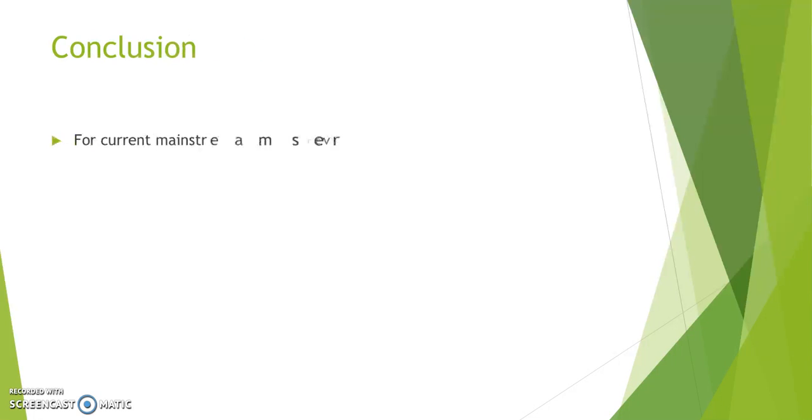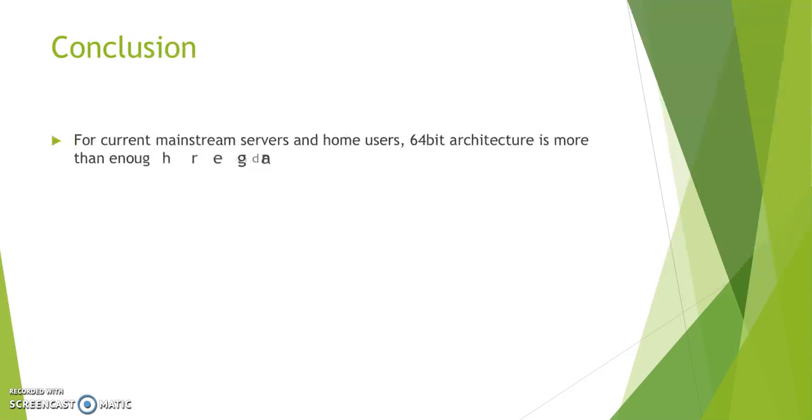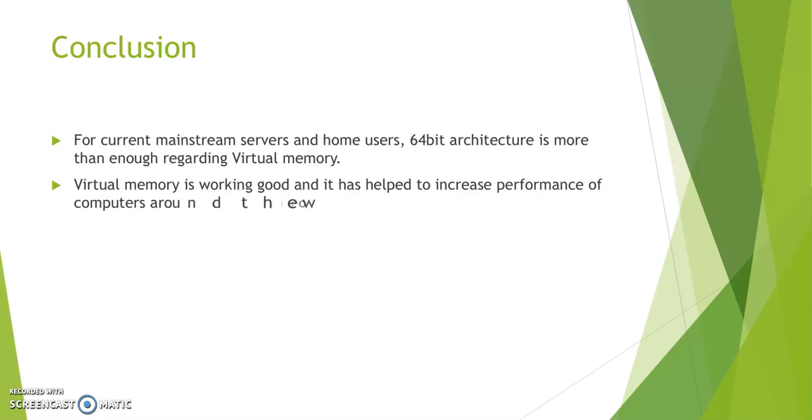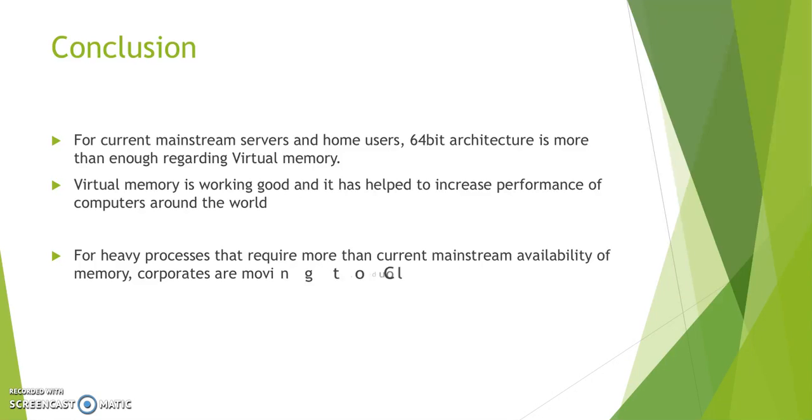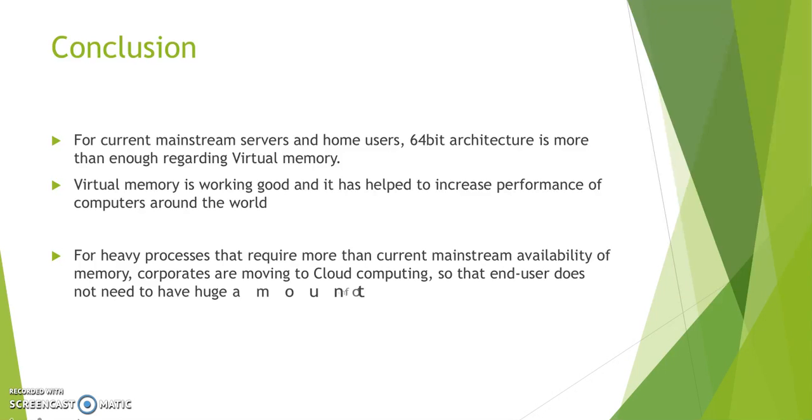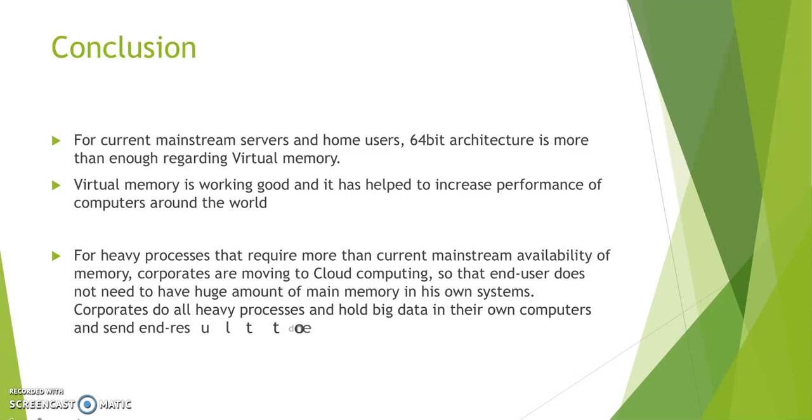For current mainstream server and home users, the 64-bit structure is more than enough regarding virtual memory. Virtual memory is working well and has helped increase the performance of computers around the world. For heavy processes that require more than the current mainstream availability of memory, corporations are usually moving to cloud computing, so that the end user does not need to have a huge amount of main memory in their own systems. Corporations do all the heavy processing and hold the big data in their own computer memory, and they process and send the end result to the end user as an optimized resource.